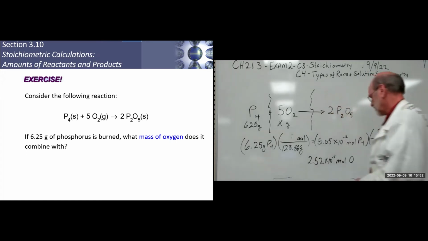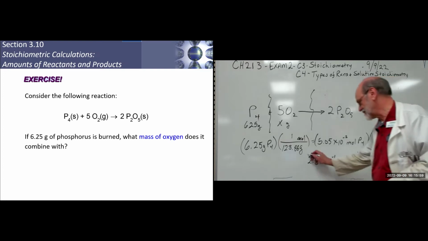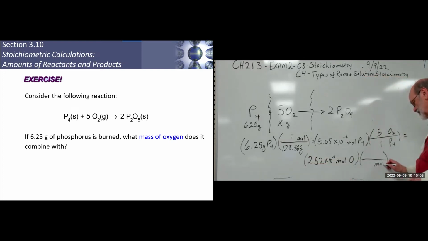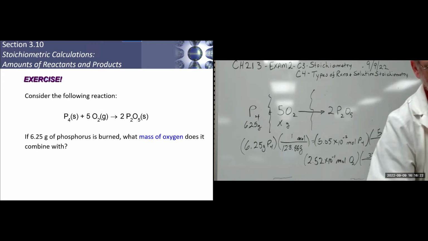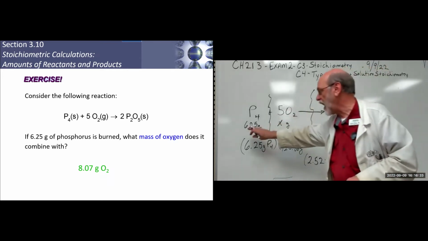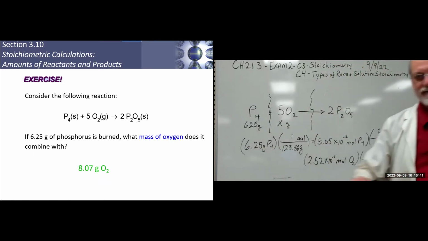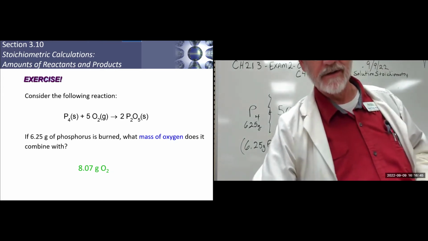Moles of oxygen. Okay? The question though is, what's the mass? So how do you get mass out of that? Same as always. Molar mass. So what's the molar mass of O? Oh, O2, excuse me. 32 grams per mole. Okay. So 32 times that value is 8.07 grams. That's how much oxygen is required to consume all of that P4 and make this compound. Okay? There it is.